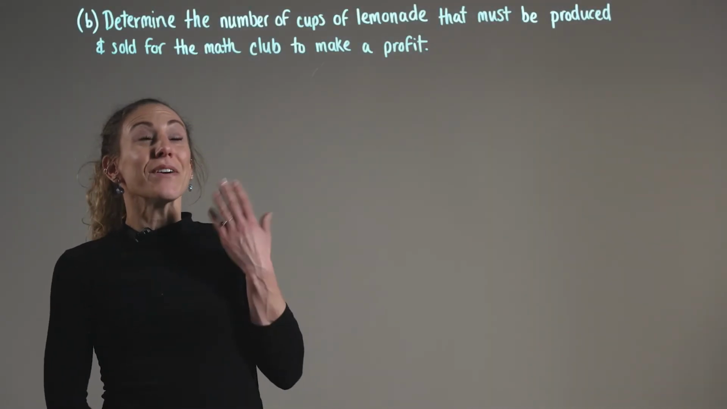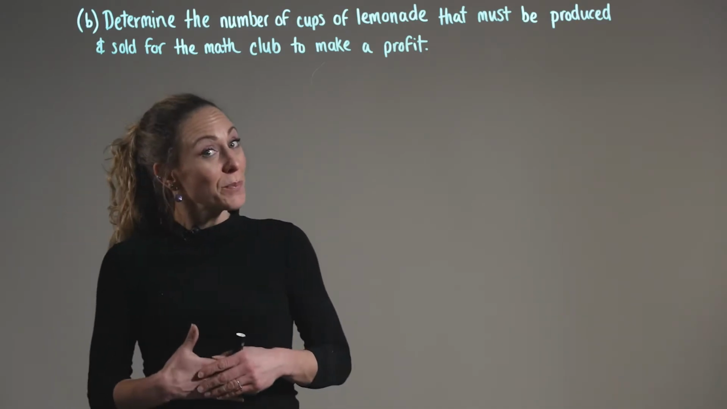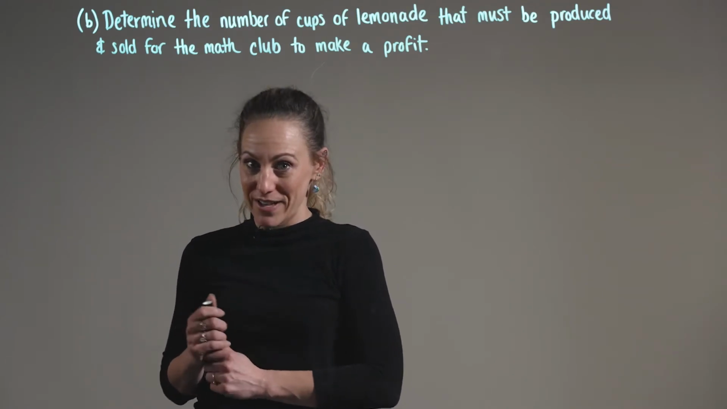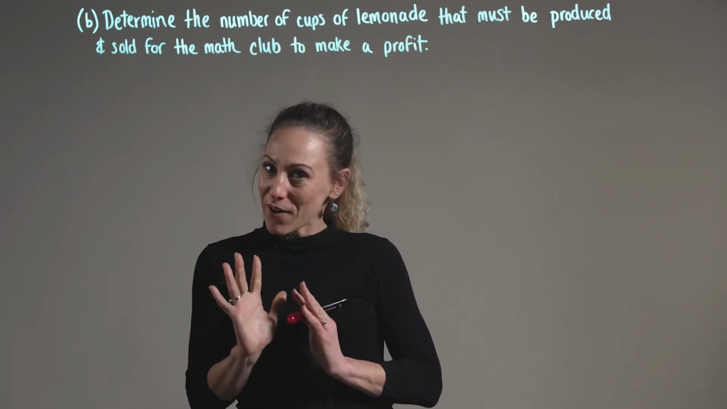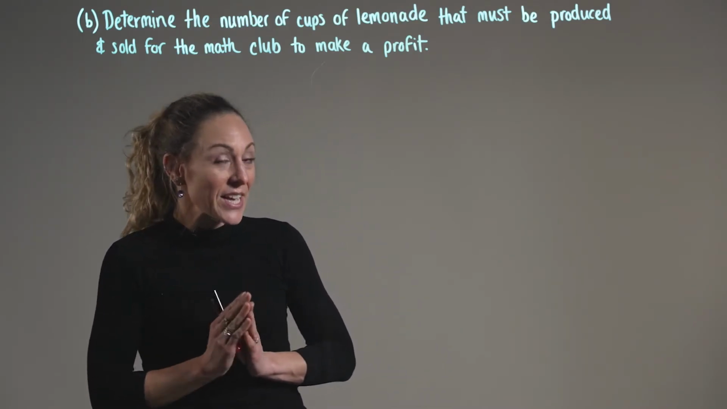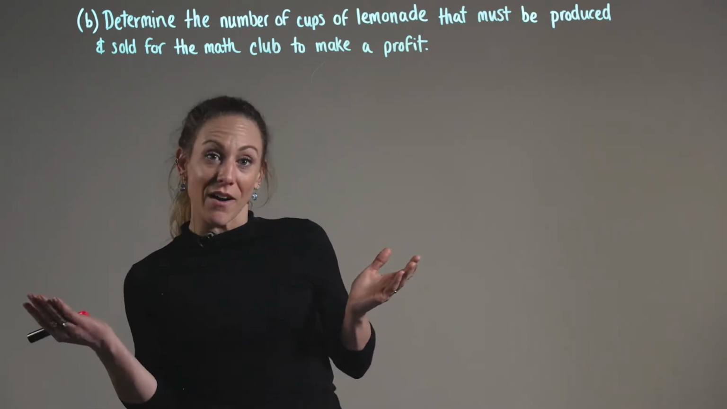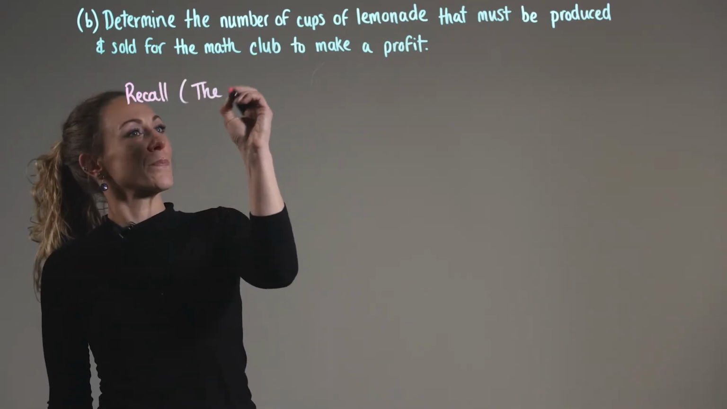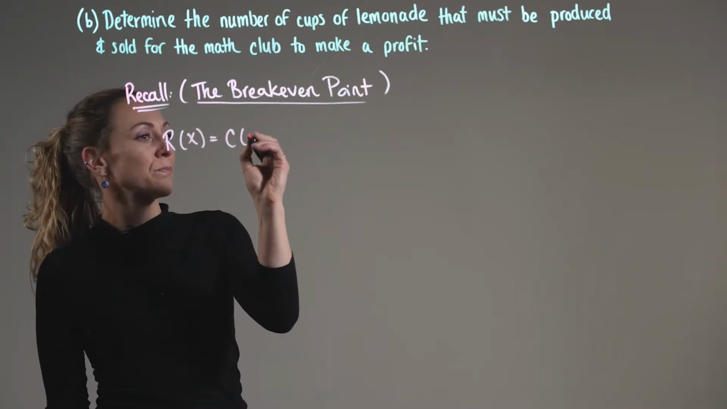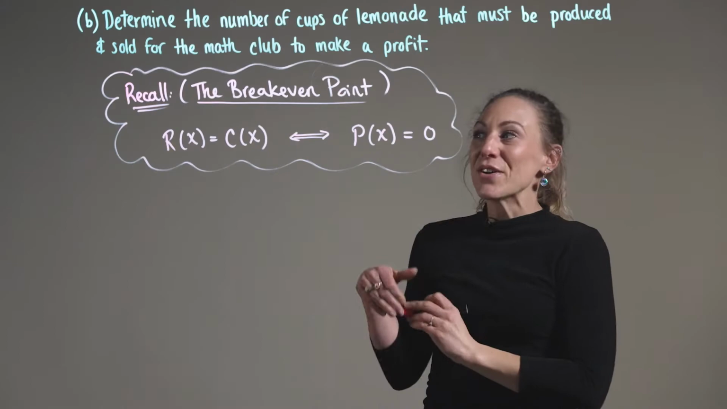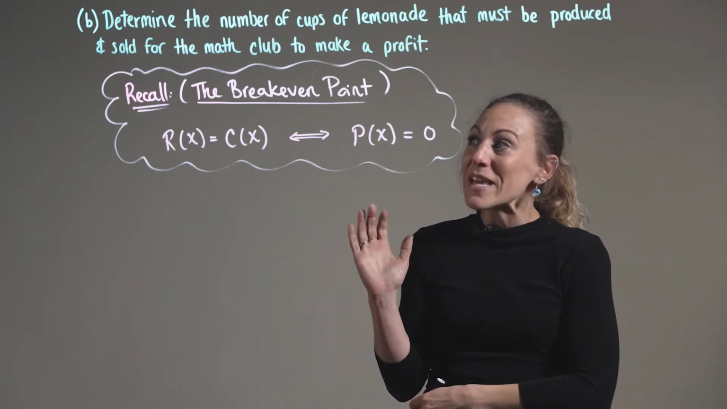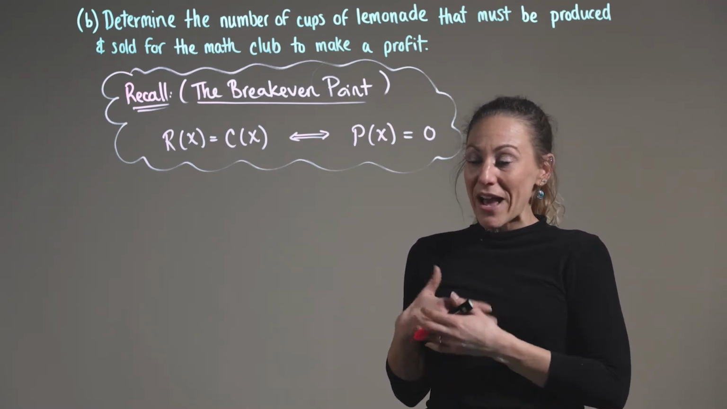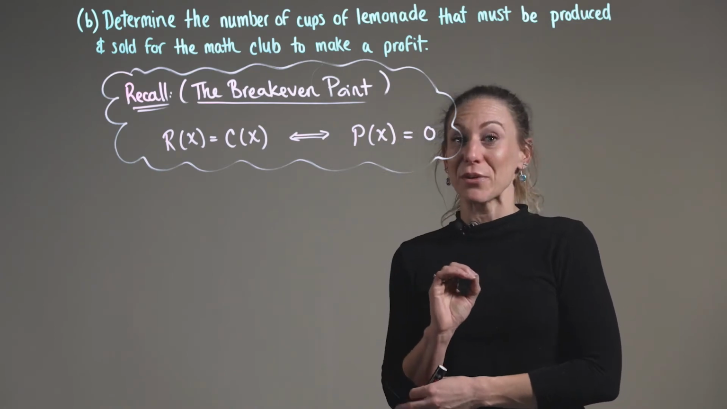In part B, we are asked to determine the number of cups of lemonade that must be produced and sold for the math club to make a profit. Now, let's begin by recalling that the break-even point is the point where revenue is equal to cost, or in other words, where the profit is 0. So by using the break-even point, we can determine how many cups of lemonade must be produced and sold for the club to earn a profit of $0.